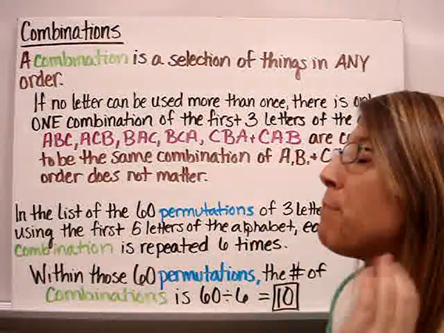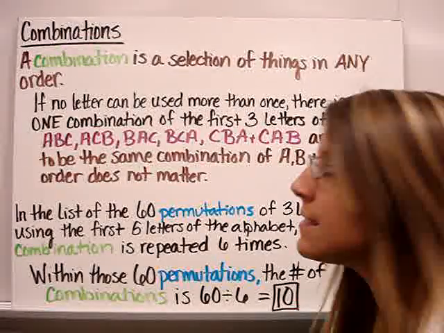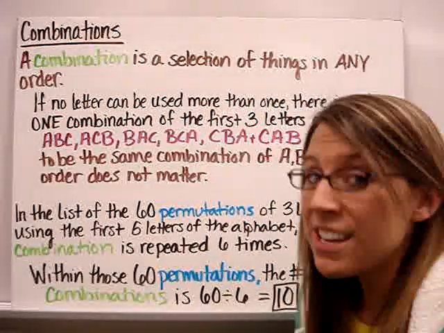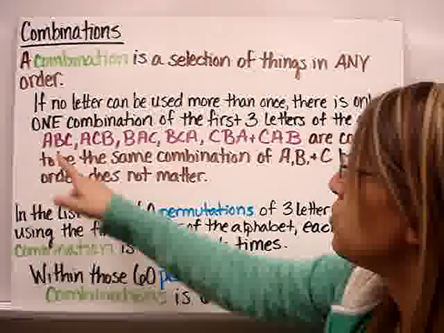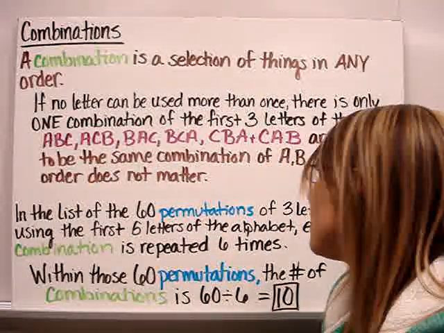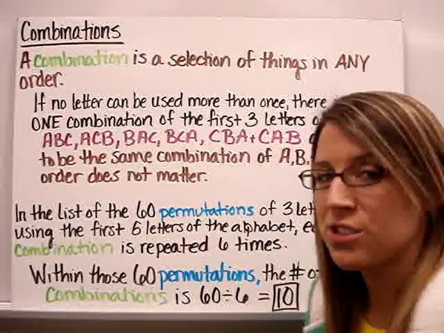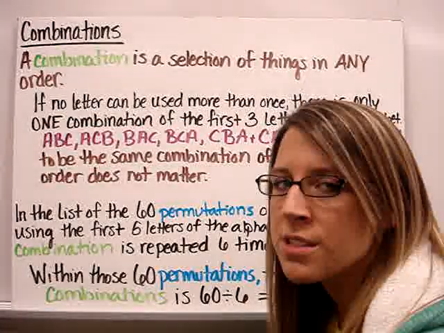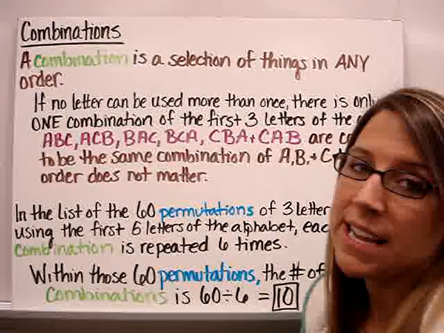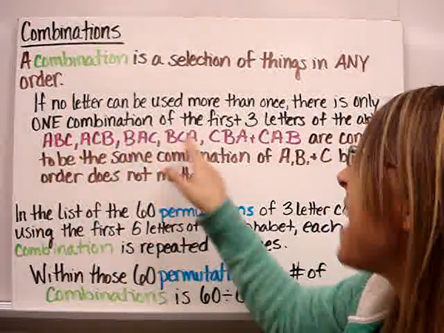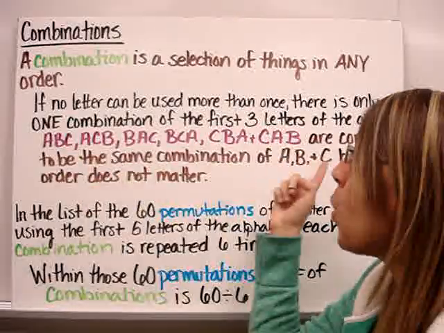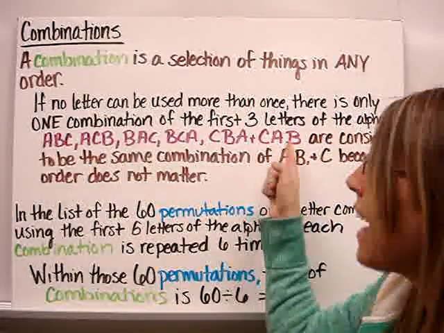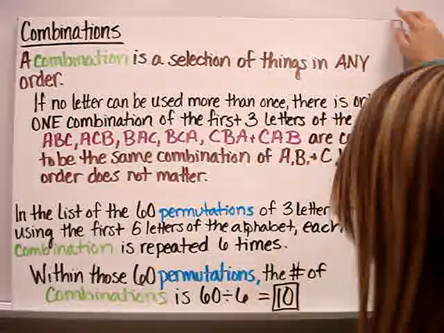In the list of the 60 permutations that we had in the previous lesson, 3-letter combos using the first 5 letters of the alphabet, each combination is repeated 6 times, so just like this. Within those 60 permutations, the number of combinations was 60 divided by 6. So within those 60 permutations, you actually had 10 combinations because you had 10 sets like this, where there were lots of 6 different orders of the same 3 letters, but because order doesn't matter, this is considered one combination. Same 3 letters, just different orders. Okay?